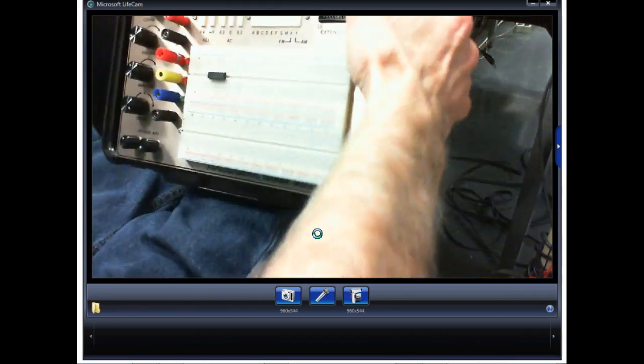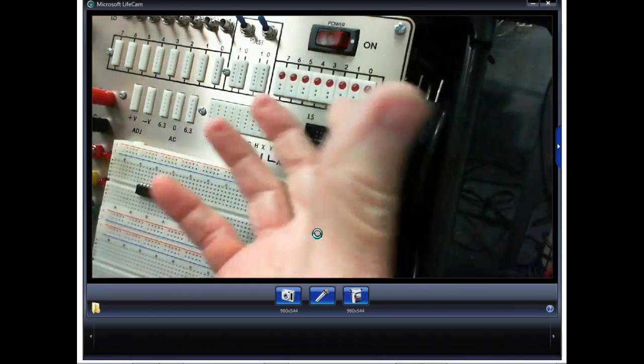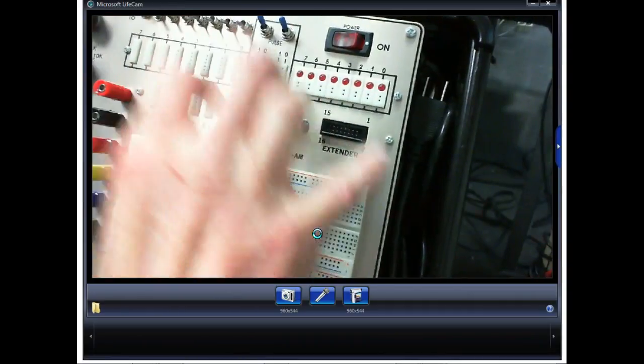Right? Y'all understand that? These are LEDs. These are not LEDs. They're light circuits. So there's actually more electronics. And as the time goes by, we're going to start looking at the schematics on this trainer.